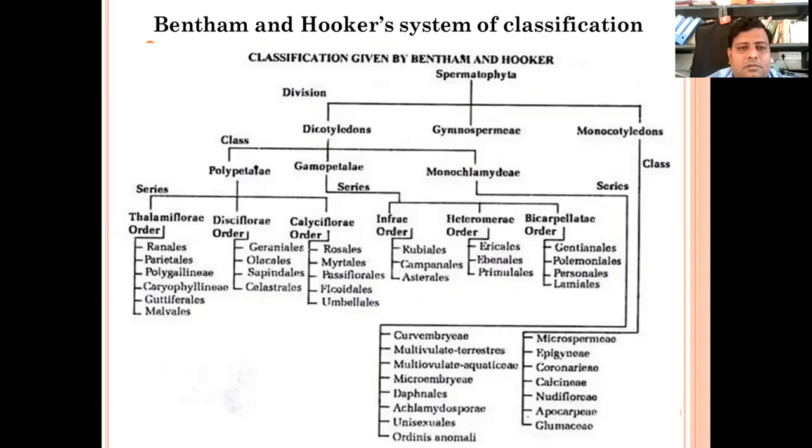In Thalamiflorae, the calyx usually consists of distinct sepals with a free form of ovary. A dome-shaped thalamus is present. Thalamiflorae is further divided into 6 orders, cohorts, 34 families, and natural orders.